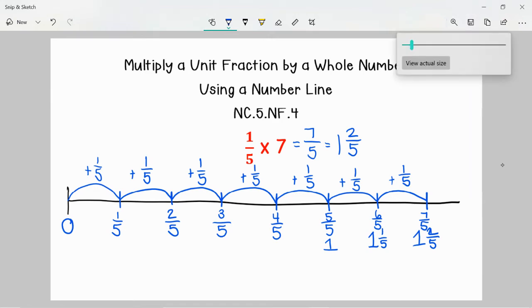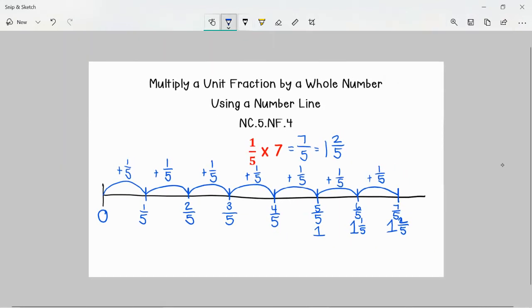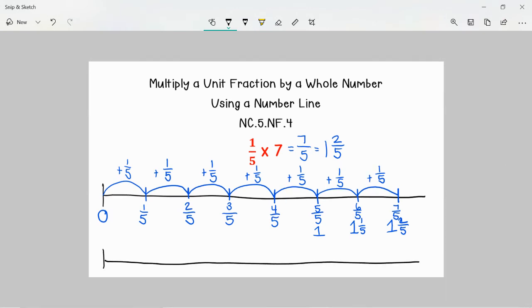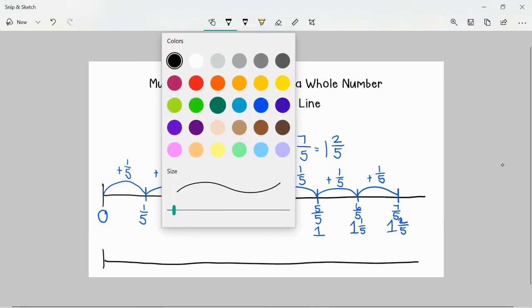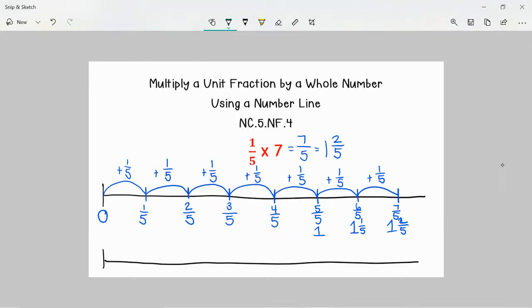Now, there might be some students who will prefer to begin their number line by already showing one group of 1/5. And so let's take a look at how that would look. So this means rather than starting at 0, they would start at 1/5 and add on from there to figure out the product of 1/5 and 7. And so by beginning at 1/5, this is already one group of 1/5. We know we need a total of 7 groups of 1/5. So from here, we would need to hop 1/5 6 more times, since this is representing already having one group of 1/5.